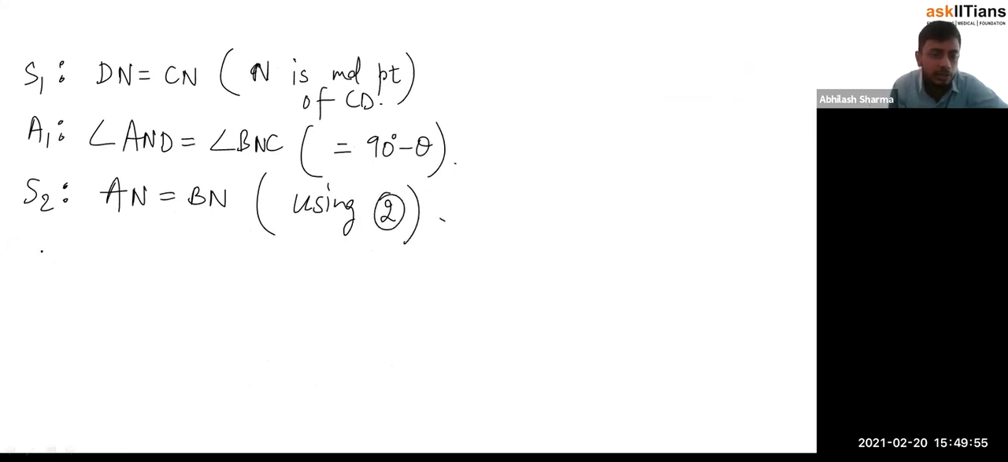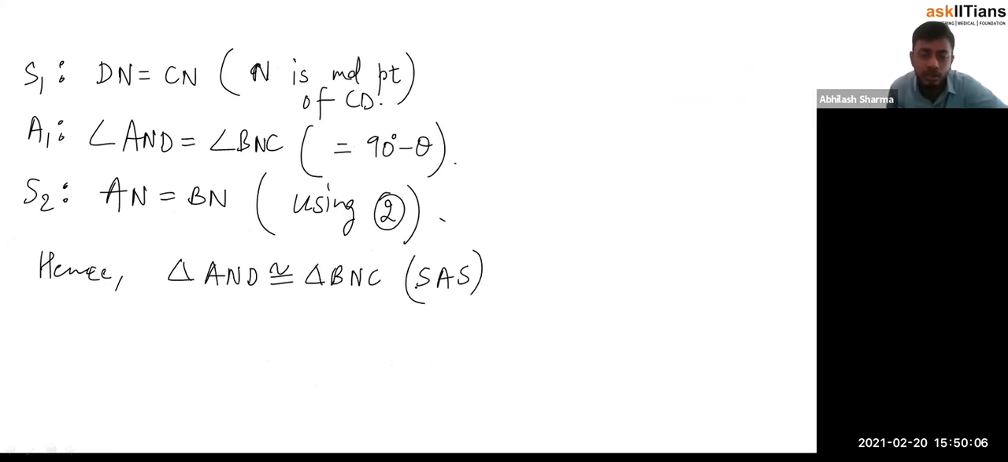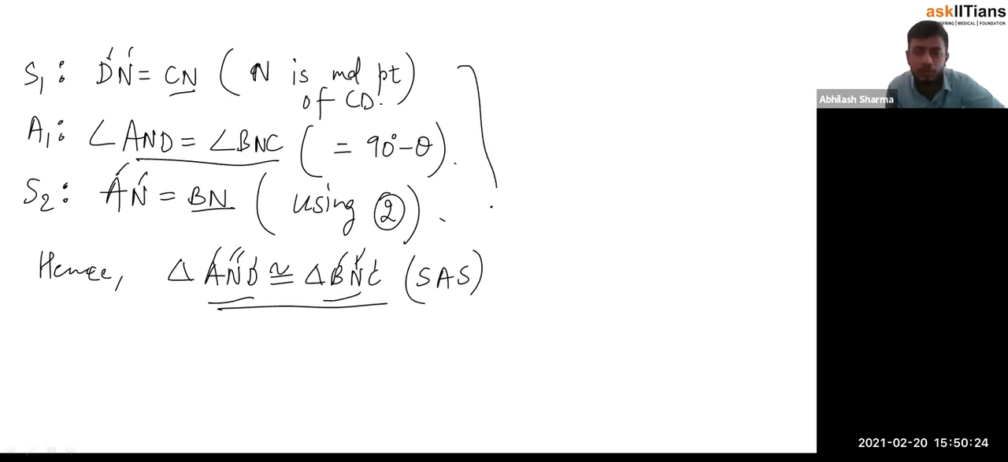So hence triangle AND would be congruent to triangle BNC using SAS congruence criterion. Okay, easily we can observe that correct order has been maintained. DN, CN, CN, yes. Angle A and D equal to angle B and C. Correct order is maintained. AN, AN, BN, BN, yes. So basically I have verified that I have done no mistake in writing these.